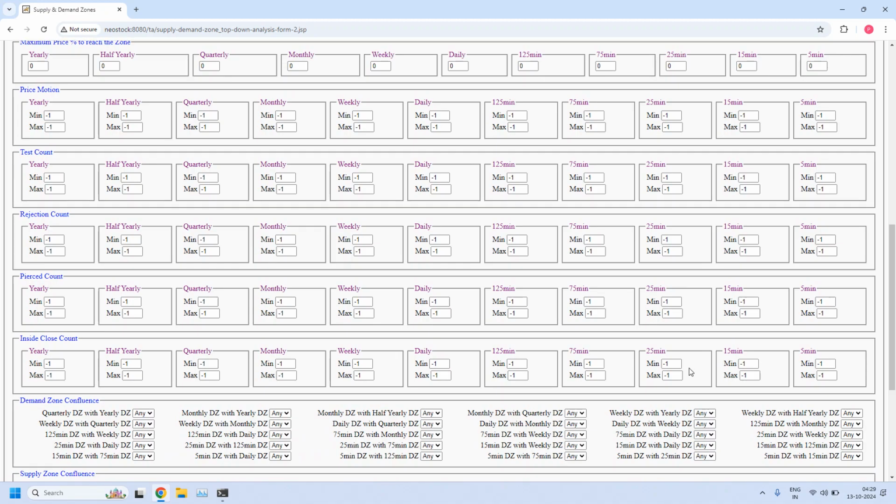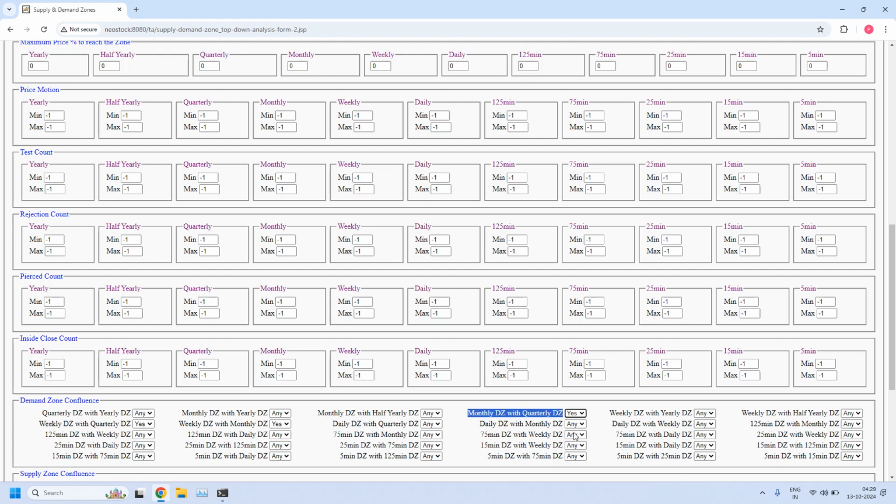So the demand zones, confluence. Weekly demand zone with monthly demand zone confluence I enabled. Weekly demand zone with quarterly demand zone confluence I enabled. And also monthly demand zone with quarterly demand zone.